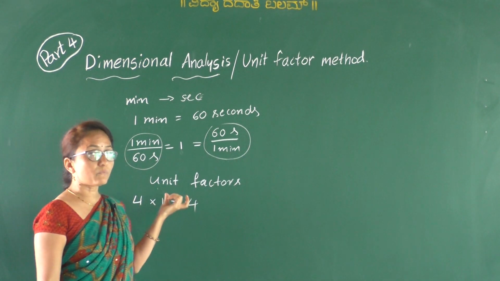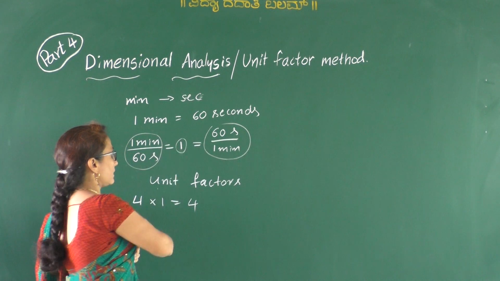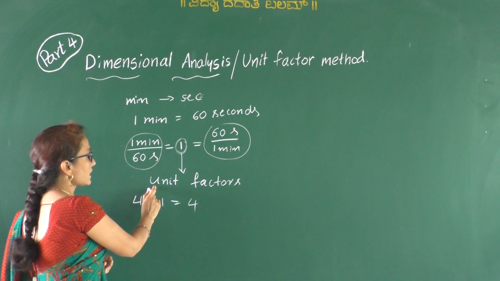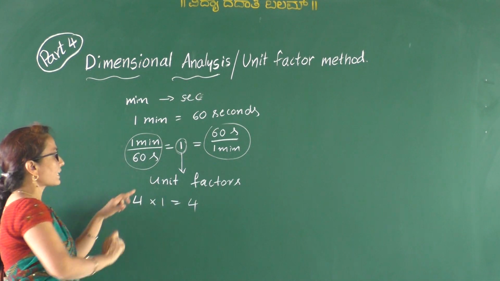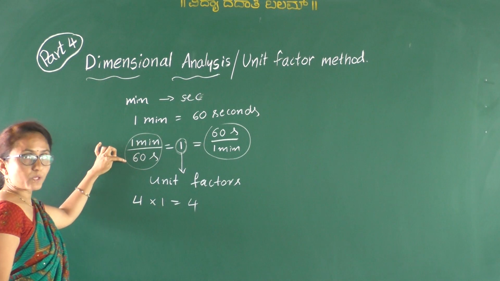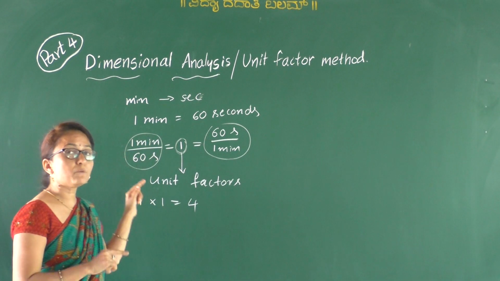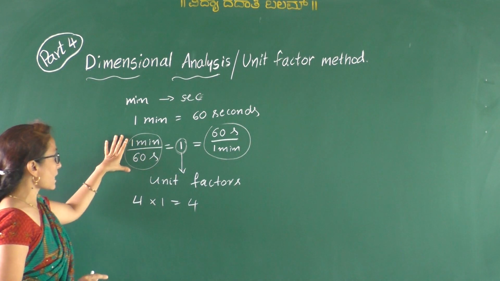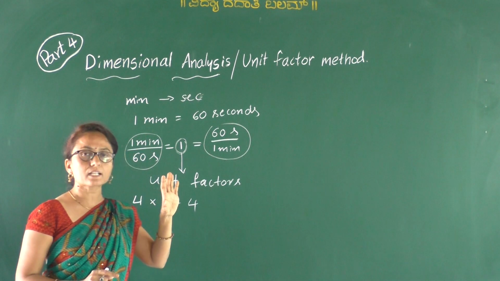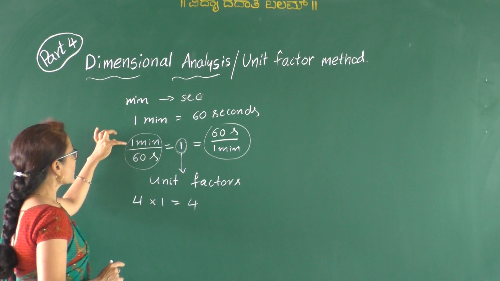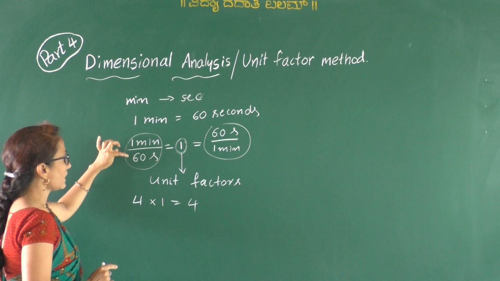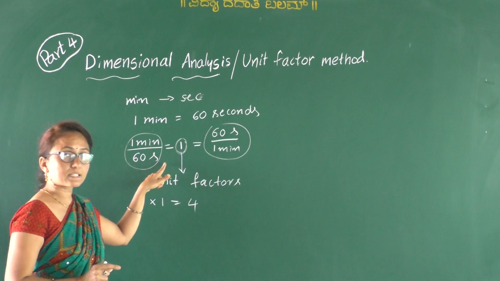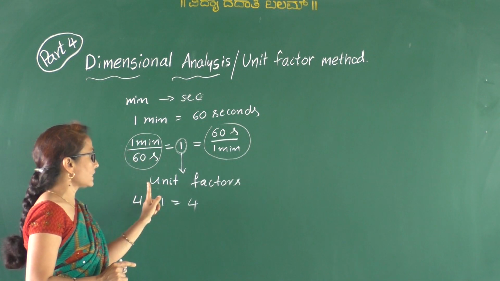So the given value is multiplied by 1. Multiplied by 1 is nothing but the unit factor. Then what is that unit factor? The unit factor is the ratio of magnitudes of the same physical quantity in two different units. In this example, we have taken time as the physical quantity. We have taken the magnitudes of time, 1 and 60, but in two different units. One is in minutes, another in seconds. So that ratio is called what?